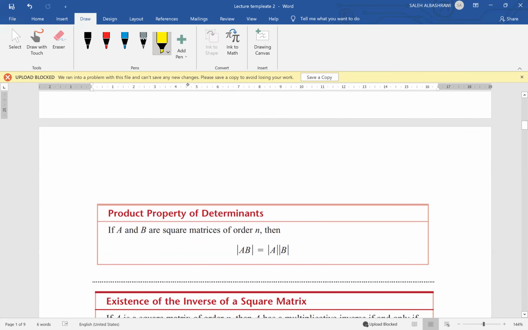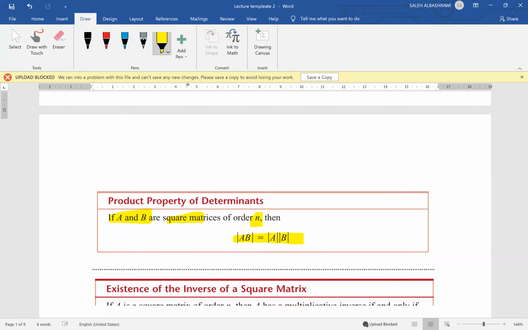Product property of the determinants. If A and B are square matrices of order n, I have two matrices A and B, and both of them are square matrices. Square matrices means the number of rows equals the number of columns, n by n. So we call it a square matrix of order n. Then the determinant of the product AB equals the product of the two determinants, the determinant of A multiplied by the determinant of B. So the determinant of the product of two matrices equals the product of their determinants.